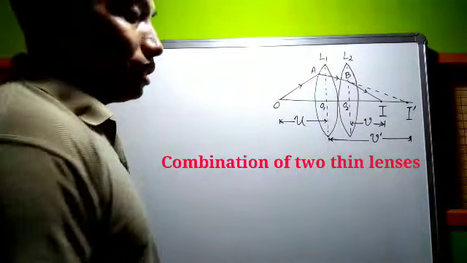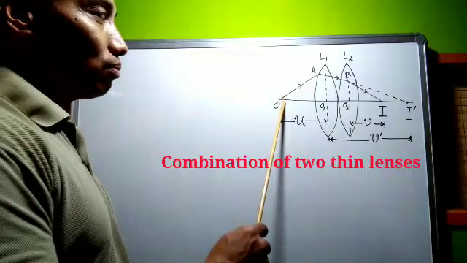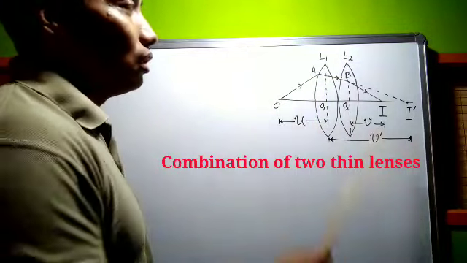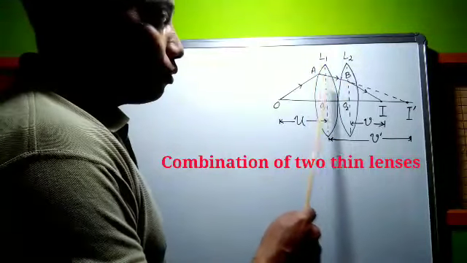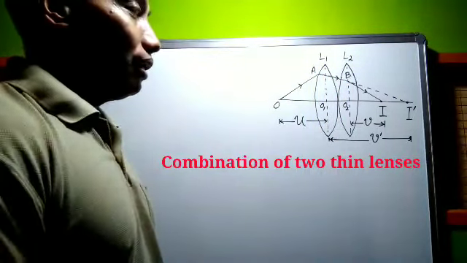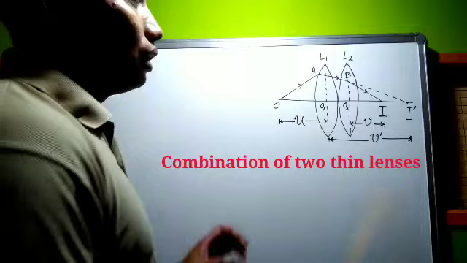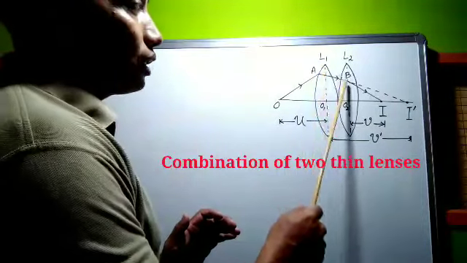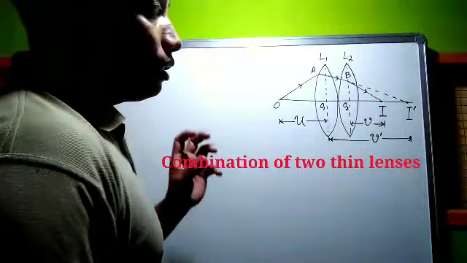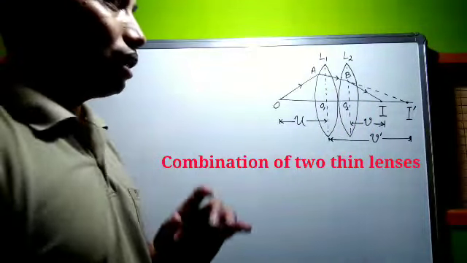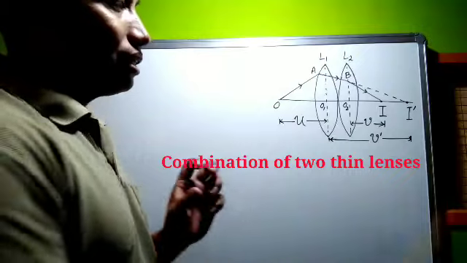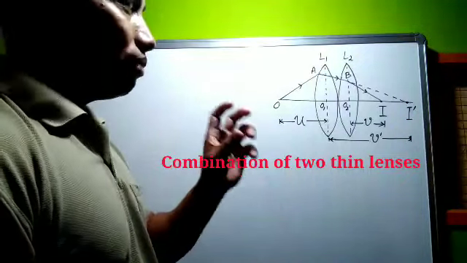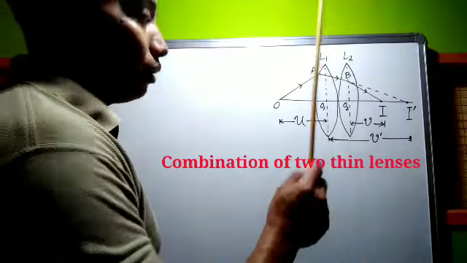And OA represents a ray of light emerging from this point object and incident on L1. Then after refraction, the light ray moves along AB. And here, if there is no second lens L2, then this refracted light ray AB will meet the principal axis at I-dash, and this I-dash will be the position of the image formed by lens L1.